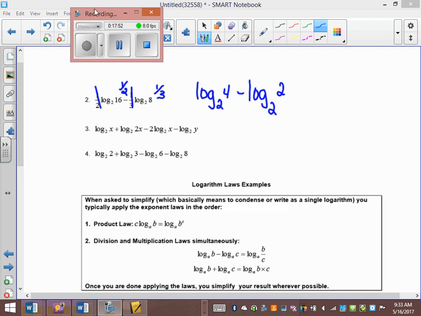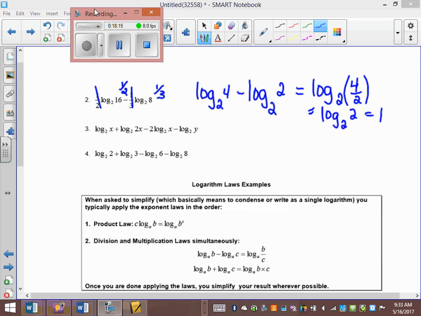Could I just go ahead and do the math right now? Yeah. Could I put them together? Yeah. Is either way better? No. I'm going to put them together just to prove a point, but I would have probably just done the math. So it'd be base 2, 4 divided by 2. So it's log base 2 of 2, which is 1.